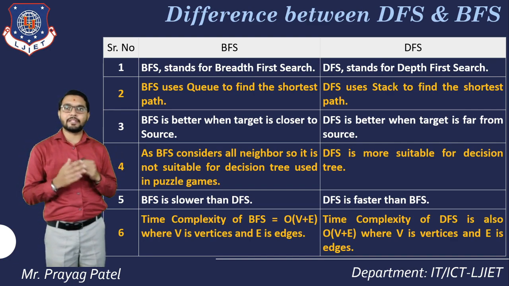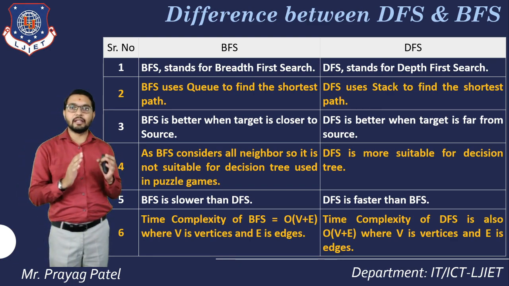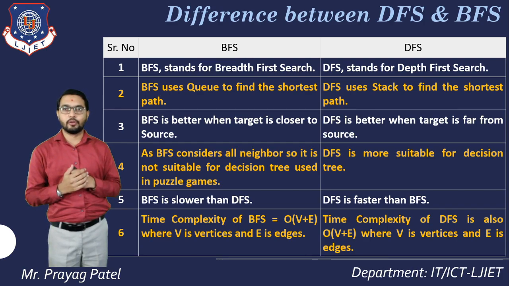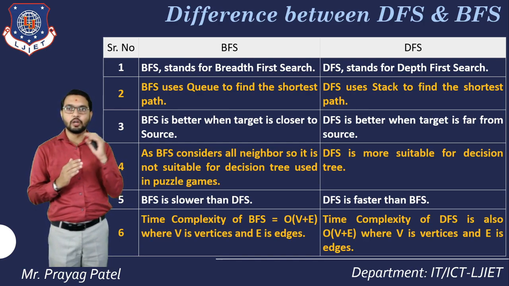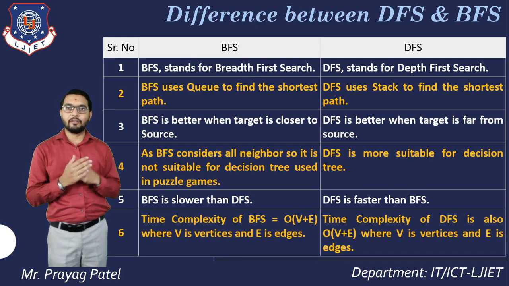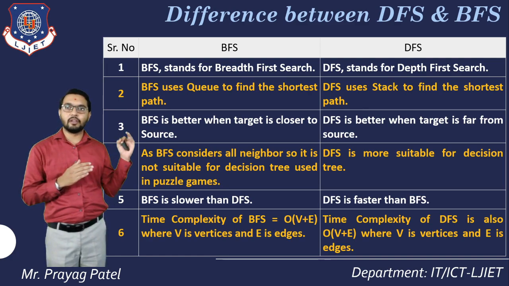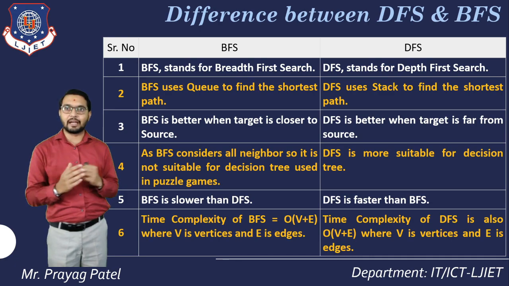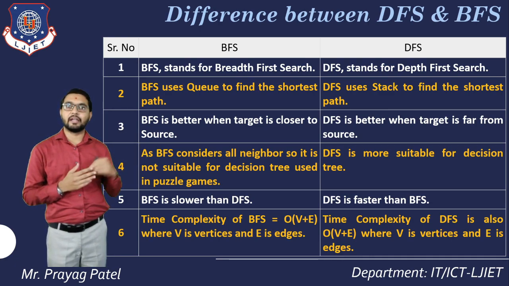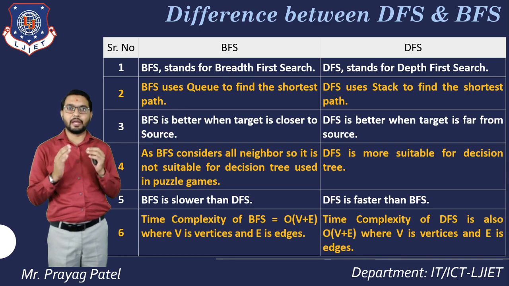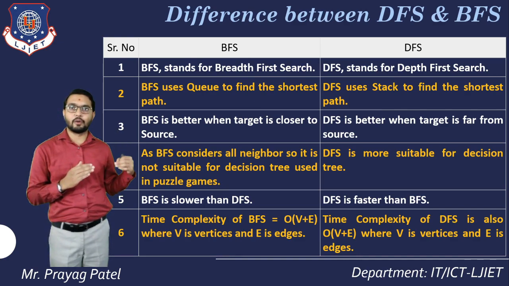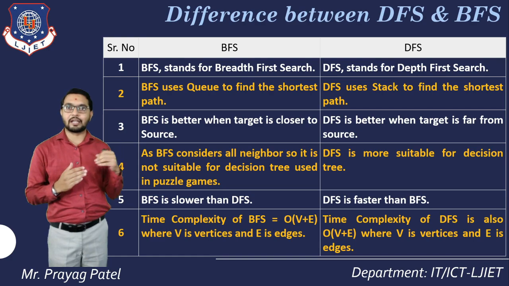Third point is BFS is better when the target is closer to the source node. Means in BFS we search the nodes row by row, so level by level. So if the target node is near to the root node, then you can find the target easily and fast. In DFS, DFS is better when the target is far from the source. Means in DFS, the target node is far from your source node or starting node.